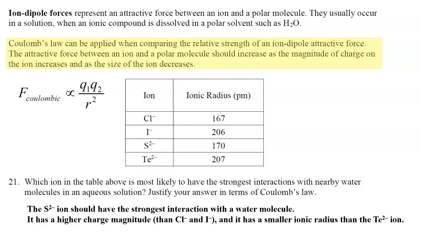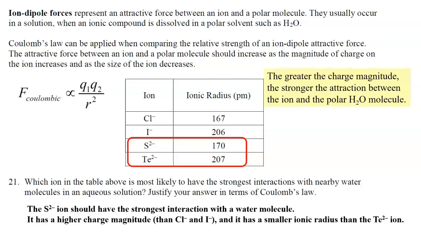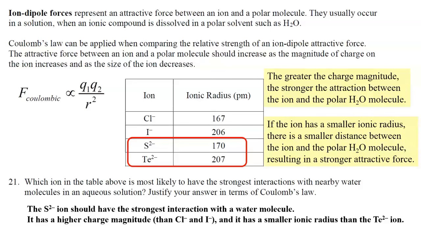and here's the process of narrowing it down. First, I focus on either the sulfur 2- ion or the tellurium 2- ion because they have a greater charge magnitude. So the greater the charge magnitude on the ion, the stronger the attraction between the ion and the polar water molecule. And now that I've narrowed it down to either the sulfur or the tellurium 2- ion, I picked the sulfur ion because if the ion has a smaller ionic radius, then there is a smaller distance between the ion and the polar water molecule, resulting in a stronger attractive force.